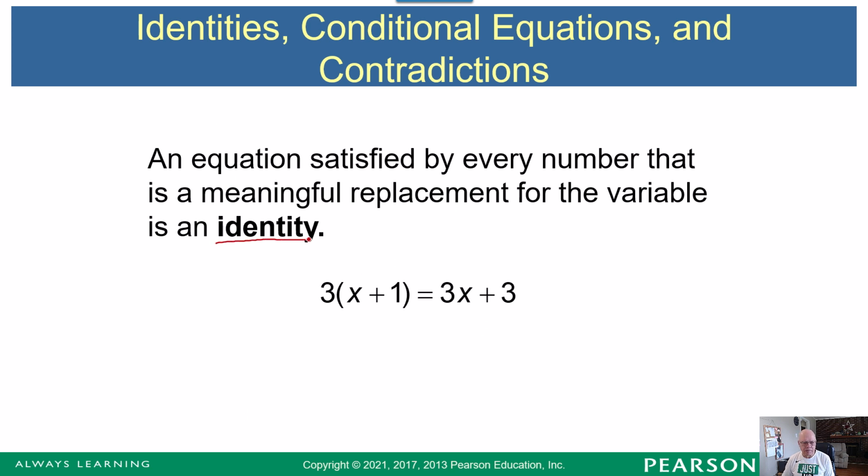What's an identity? It means that what's on the left side is the same as what's on the right side. Notice if we multiply the 3 times this x plus 1, that's what we would get. No matter what x we put in, it's always going to be true. So that's why it's called an identity. You can use any x whatsoever. If you talked about a solution set, for example, your solution set would be all real numbers.